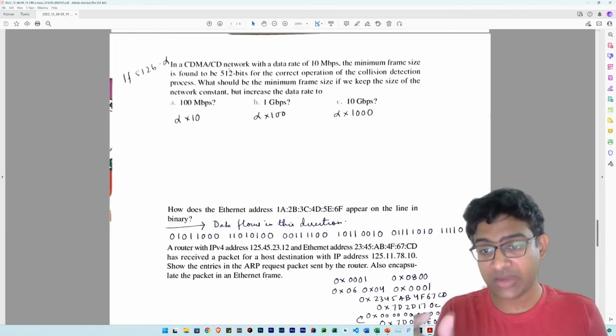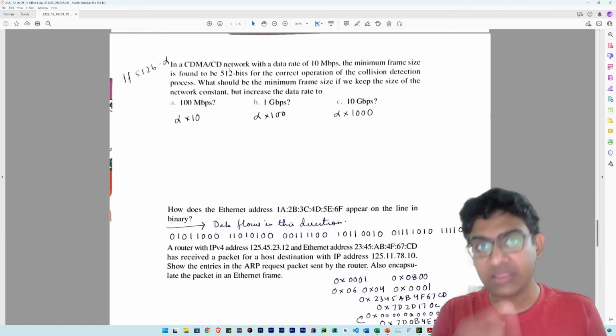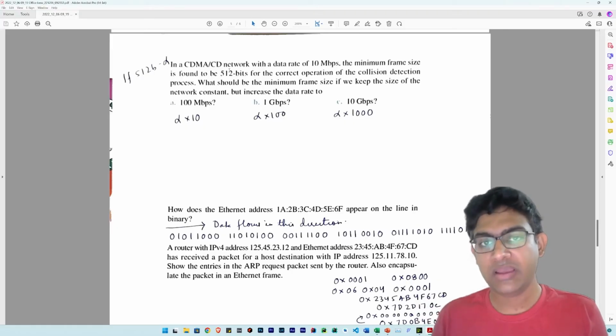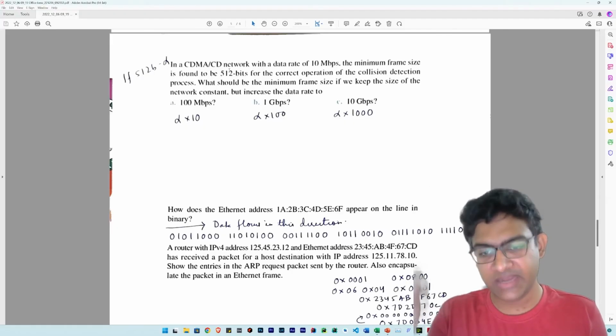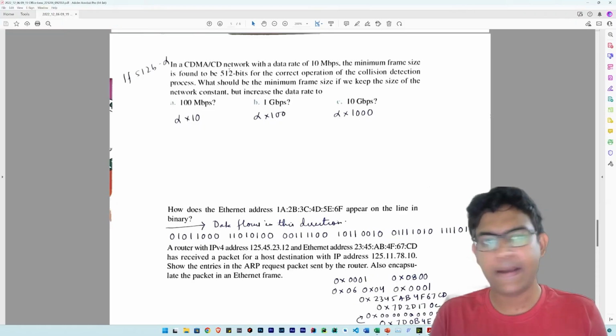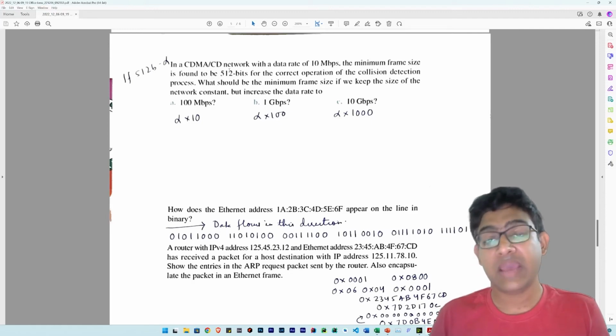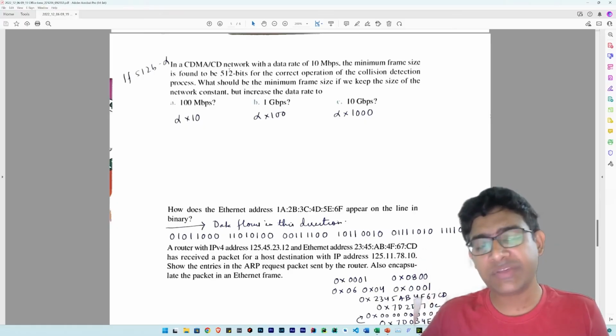And if you transmit any frame that is smaller than this size, what will happen? As we saw in the problem before, in which A's frame was smaller, it finished transmitting it in 40, whatever the unit of time there was. But the collision reached at 48 and A was not transmitting at that point of time. It was not in a position to detect that collision. So we have to have a minimum frame size, right? Because that guarantees a minimum frame transmission time.